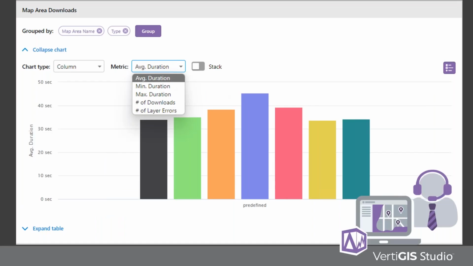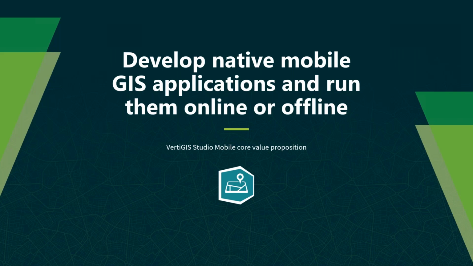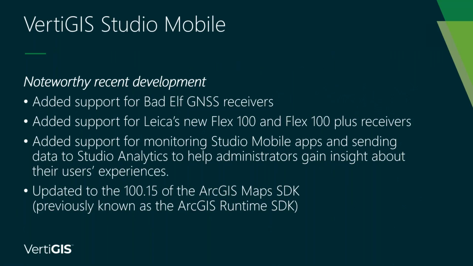All right, continuing on. Let's talk a little bit more about mobile. Some recent stuff that's new and noteworthy in mobile. A lot of new receivers added. Bad Elf GNS receivers were added fairly recently. A couple of new Leica receivers were added recently. I just showed you some of the new integration with analytics that's coming from mobile. And we also updated recently to the 100.15 of what is now known as the ArcGIS Maps SDK, previously known as the ArcGIS Runtime SDK.